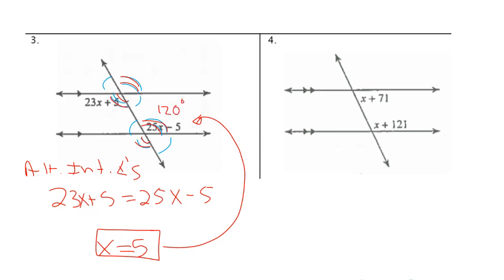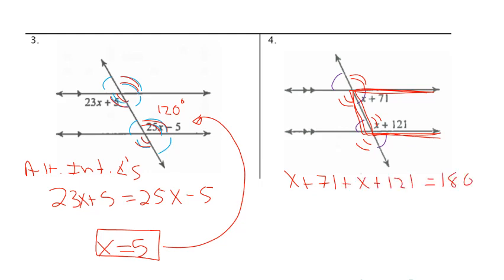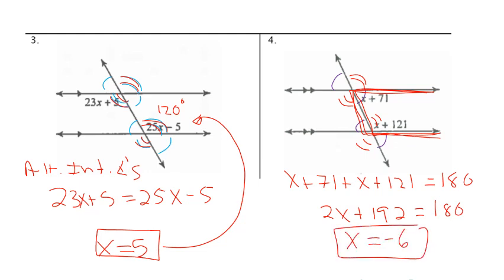And then for the last problem, same thing. If I was to mark up my diagram, I can see that these are same side interior, so I'm going to add them up to 180. And then just combine like terms and solve. When we solve it out, we're going to get our x value to be -6. And then if the question is what is the angle, you just substitute it back in. And we would get that angle to be 115.